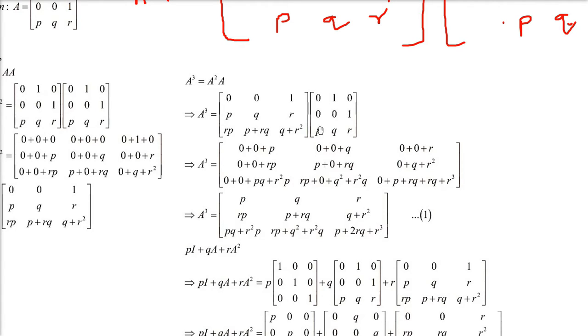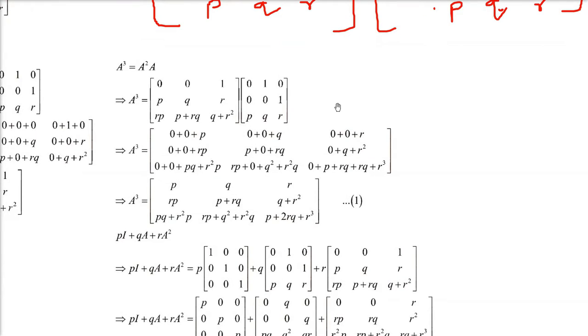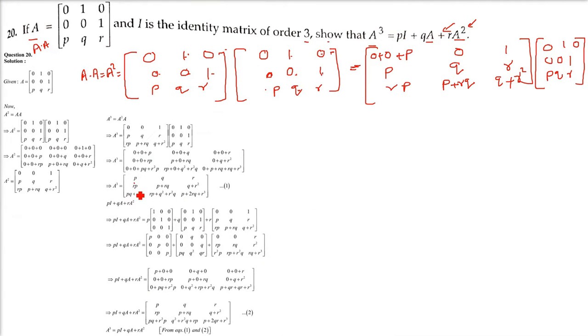You know, row with column, first row with all the three columns, then increase the row numbers, and that is how you do it. Well, let me write the final values. A cube is like this. So P, R, P, P, Q, R, R, P, P plus R, Q, Q plus R square, P, Q plus R square, P, R, P plus Q square plus R square, P, R square Q, and P plus 2R, Q and R, Q. So let me write these values on the right hand side.